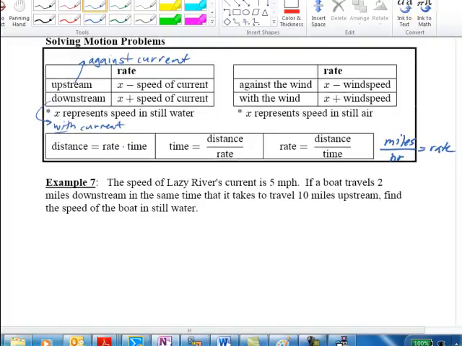So here's how that's going to look in a problem. Example set, we've got a couple examples here. Example 7, we've got the current speed is given as 5 miles per hour. And we're told a boat travels 2 miles downstream in the same time it takes to travel 10 miles upstream. And we're asked to find the speed of the boat in still water. So that's what our variable should be. That's what we're asked to find. Speed of the boat in still water.